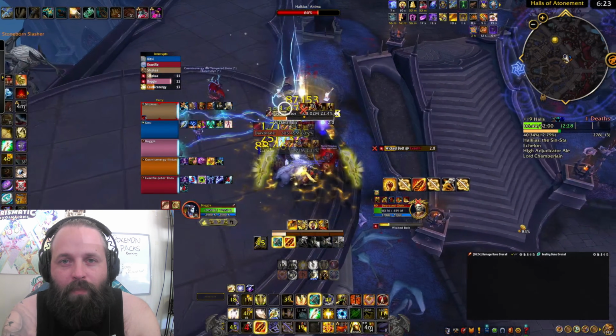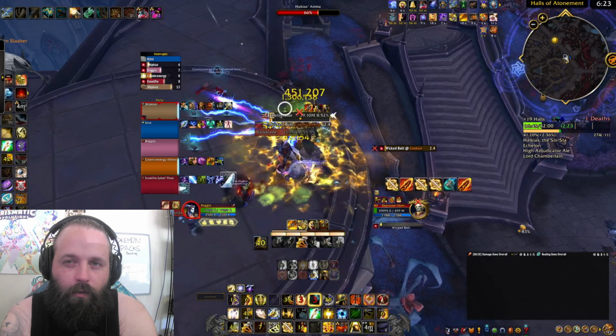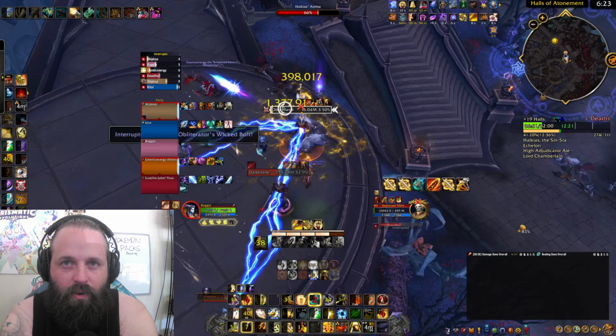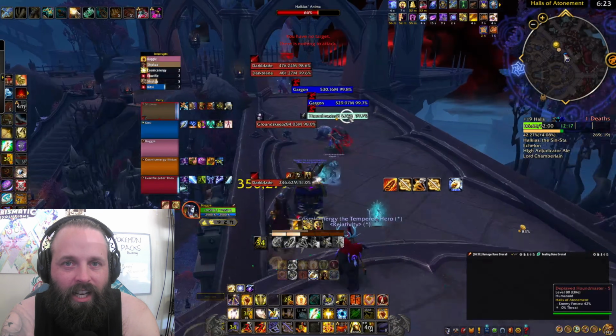Next, we'll look at uptime. This is a bit more of a general one, but it's also fairly crucial when it comes to damage output. It is effectively the percentage of time that you're actively damaging an enemy.